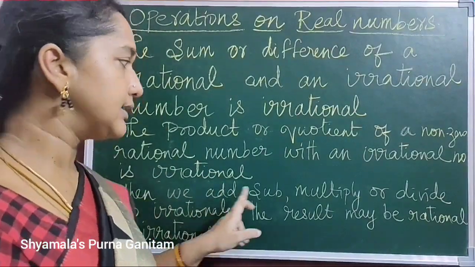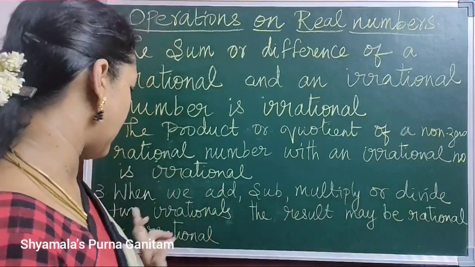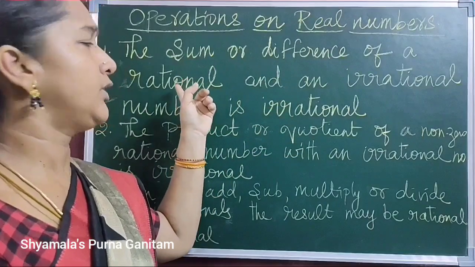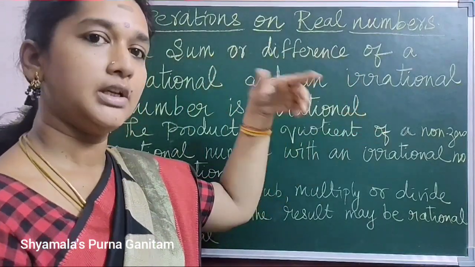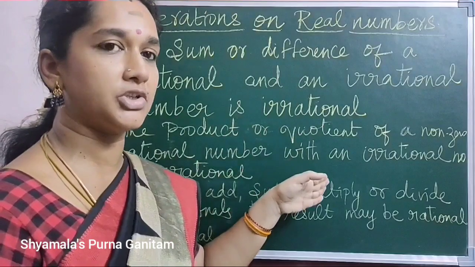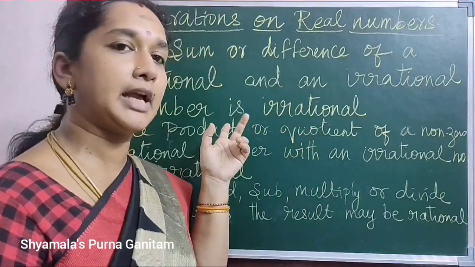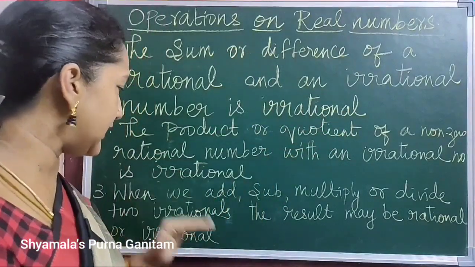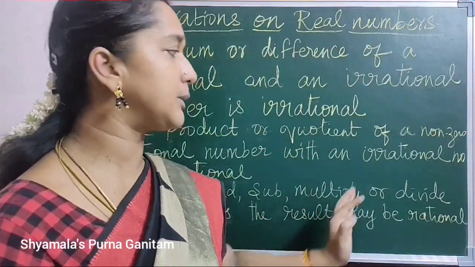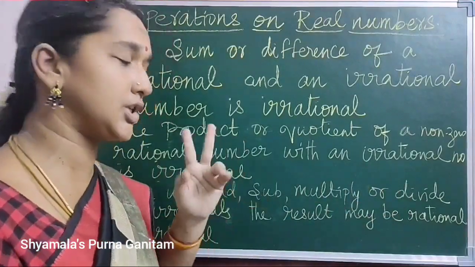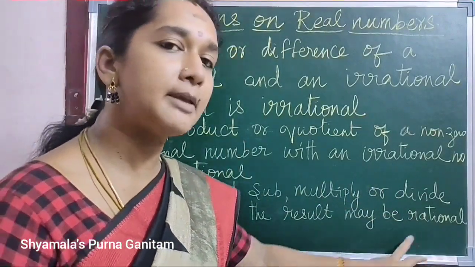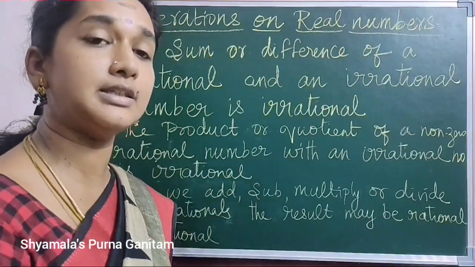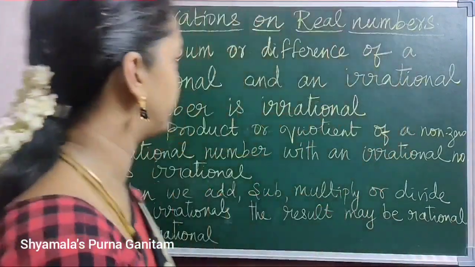Then when we add, subtract, multiply or divide two rational numbers. The first 2 points we said we will do one rational and one irrational, either addition or subtraction or multiplication or division. One number will be rational, the other number is irrational. Then the result will be irrational for both the cases. Here in this one, when we add, subtract, multiply or divide two irrational numbers, the result may be rational or irrational. So for all these things I will give you some examples.